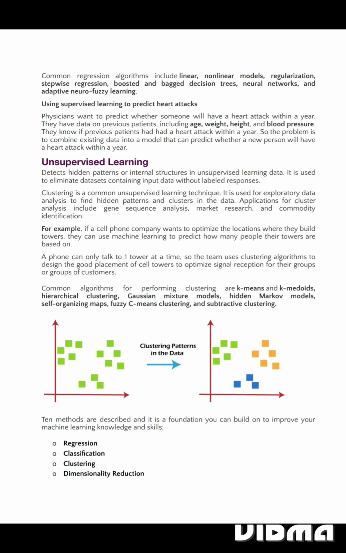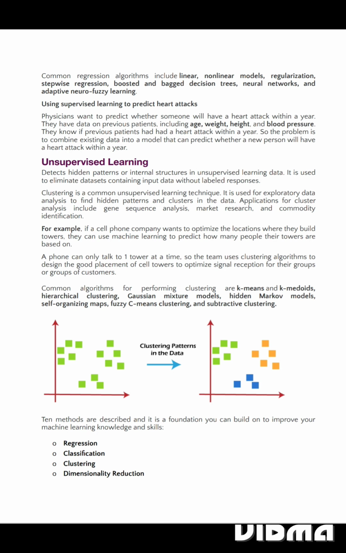For example, if a cell phone company wants to optimize the locations where they build towers, they can use machine learning to predict how many people their towers are based on. A phone can only talk to one tower at a time, so the team uses clustering algorithms to design the good placement of cell towers to optimize signal reception for their groups of customers.